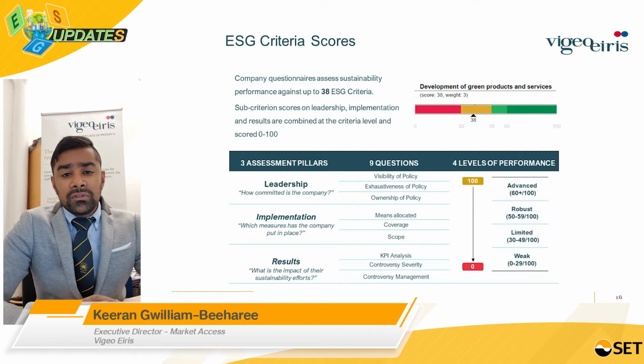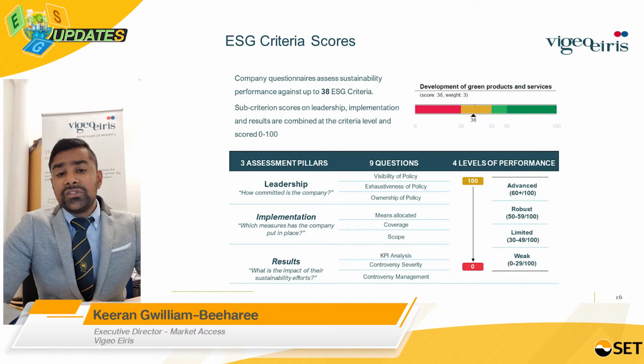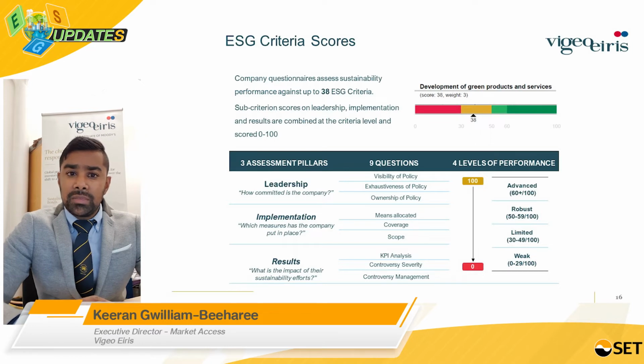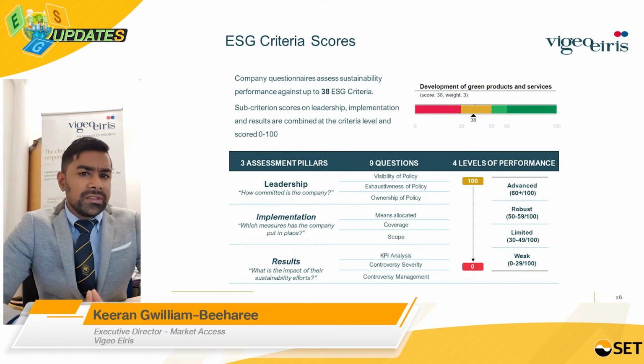For any one of those given criteria, we follow the same approach when we are developing our scores. What we undertake is effectively a managerial assessment related to that ESG criterion. And so we look systematically at three pillars of questioning. There are questions related to leadership. How committed is the company to addressing this issue? There are questions related to implementation. What measure has the company put in place in order to support actions around those commitments? And finally, we look at results. What is the impact of their sustainability efforts? And within those three pillars, there are a number of specific questions that we look at.